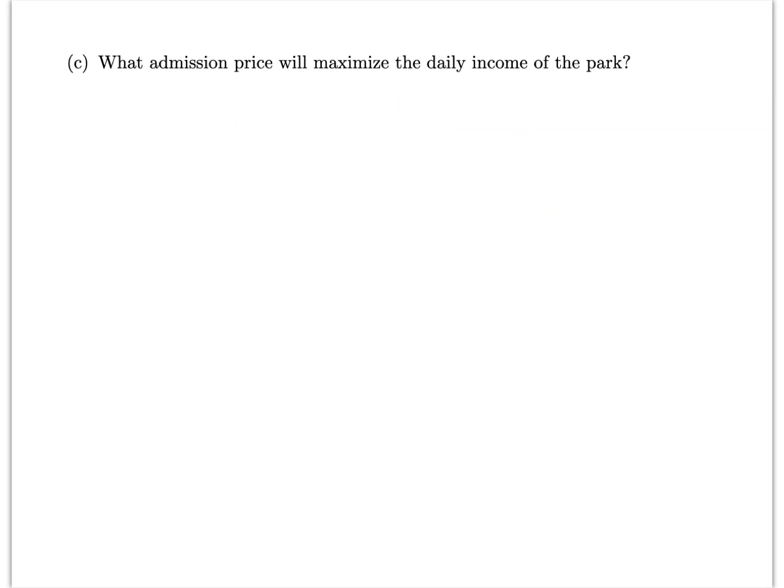What admission price will maximize the daily income of the park? So we start by finding critical points. So let's write down our revenue formula again. It was 800 plus 10x minus 2.5x squared. Okay, so the way we find maximums and minimums, we start by finding critical points. Okay, so critical points happen when the derivative is 0. So I'm going to take the derivative r prime, and I get 10 minus 5x.